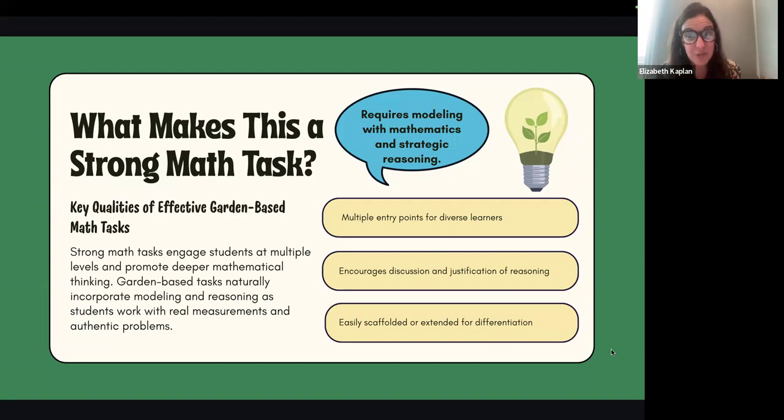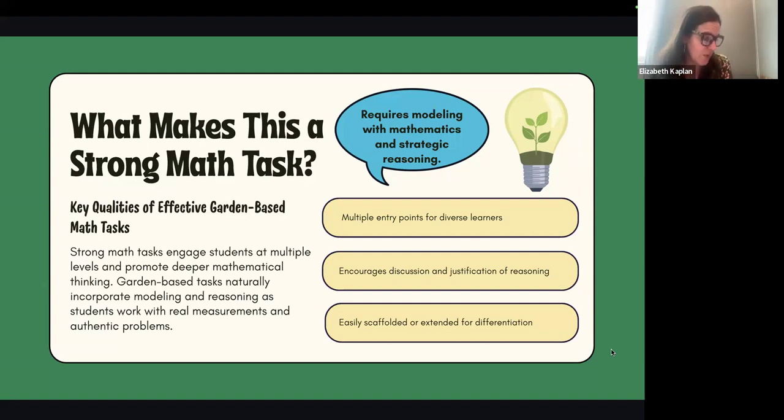Garden-based tasks naturally incorporate modeling and reasoning. And so modeling with math is really important. Once you do get to high school, there's not a whole lot of modeling, not in many high school math classes. So it's really important to take the opportunity when students are in K to 8. I'm the middle school math coordinator. I encourage our teachers to be modeling with our students all the time. And again, it's authentic problems.